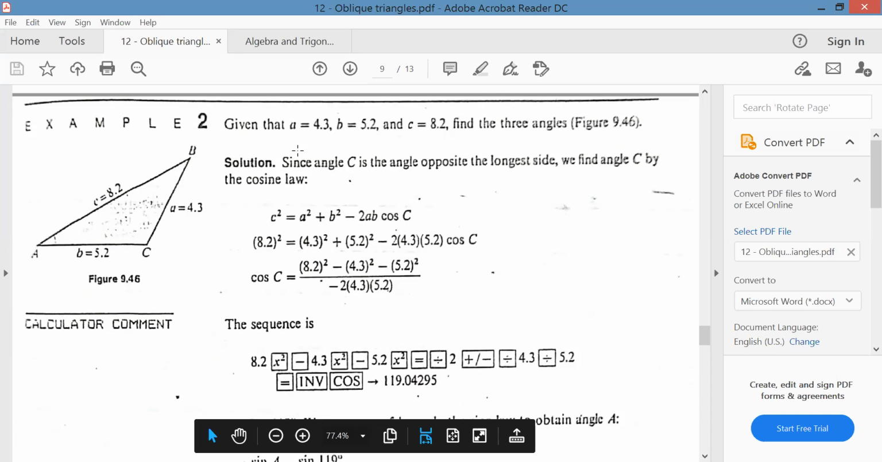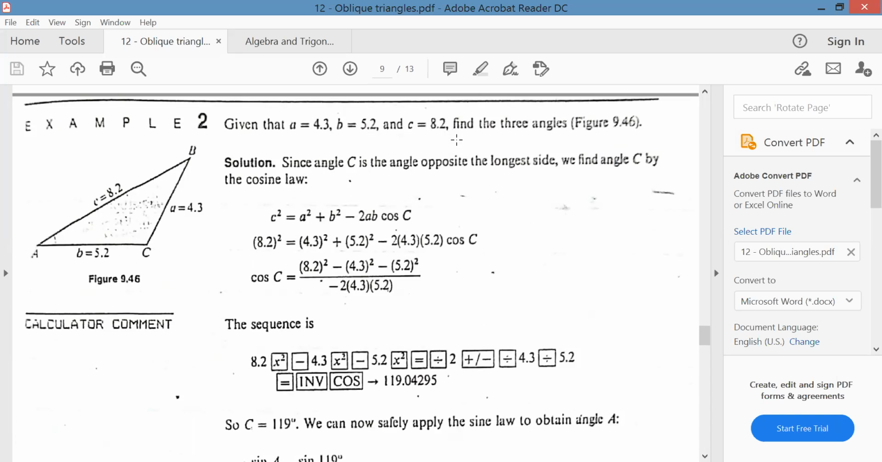Given side a is 4.3, side b is 5.2, and side c is 8.2. It's a unique case that all the three sides are given. None of the angles has been given to you. Find the three angles. Once three sides are given, the remaining three things are your three angles. So once none of the angles is known, you can use the cosine law.